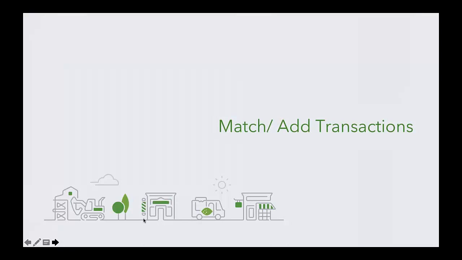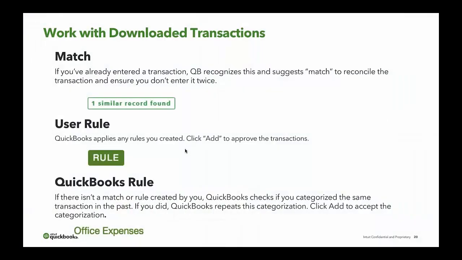Okay, now we're getting into matching and adding. And I've already kind of previewed this a little bit, but when we get those transactions into the review tab, a few things happen. First, QuickBooks looks to see if it can find a match of a transaction you've already entered in. And that's essentially, we say reconcile on this screenshot, but really it's marking it as cleared as you match, not doing a full reconcile, but reconciling them against each other. Those typically show up with one similar record found or maybe two. You'll see that a little bit in my clients' books.